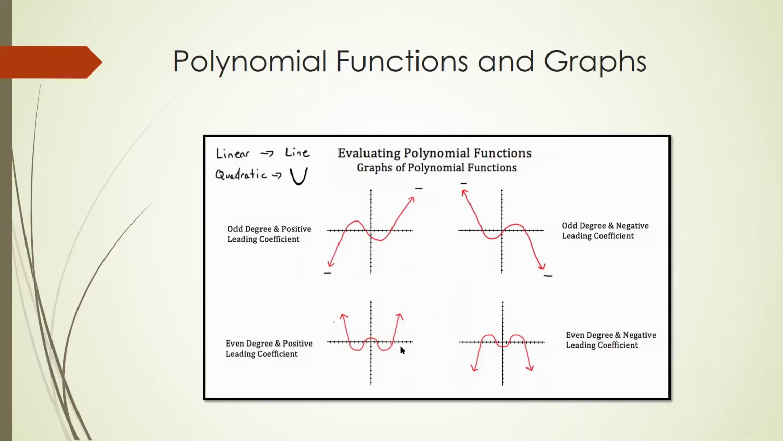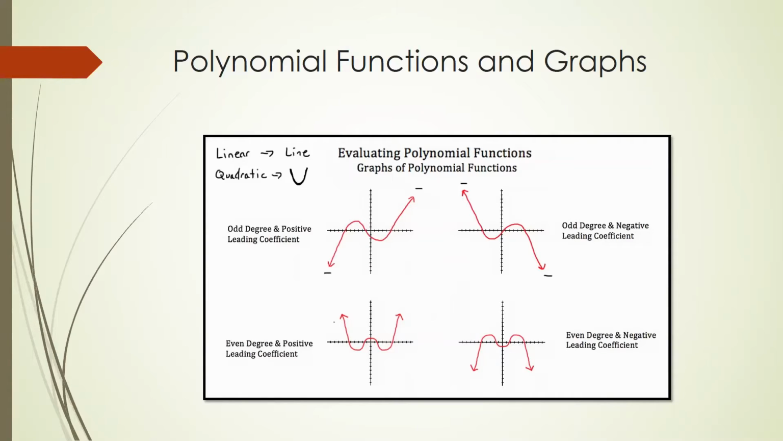So with odd functions, you can see that the parabola has their ends going in different directions. They're not both facing down or both facing up. They're both at odds with each other. So that's one way to remember: if it's odd, their ends are at odds.